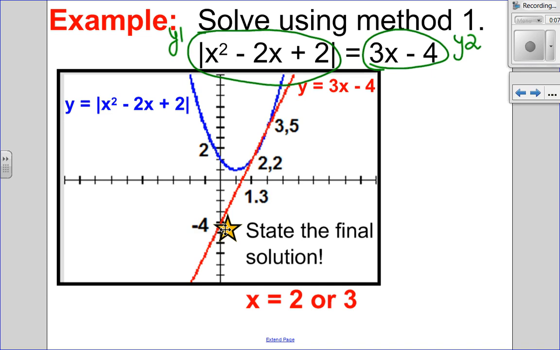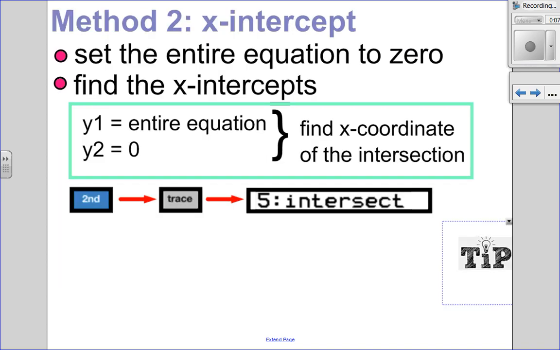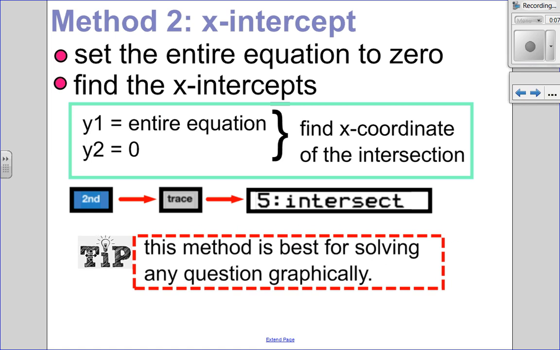So this is method 1, which implies there is a method 2. Let's look at that. Method 2 is the X-Intercept method. Now, this is really the method that we use for solving all equations. So method 1, good for checking and word problems. Method 2, this is how I solve every question. Every question, whether it's algebraic or graphic, I always set it equal to 0 first.